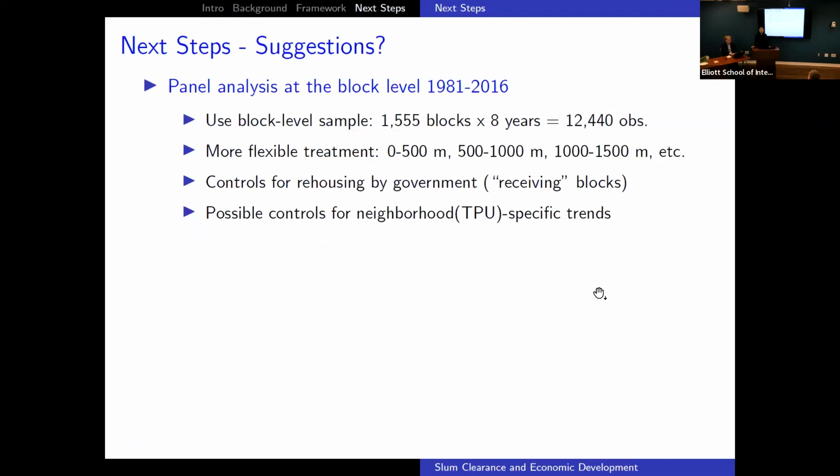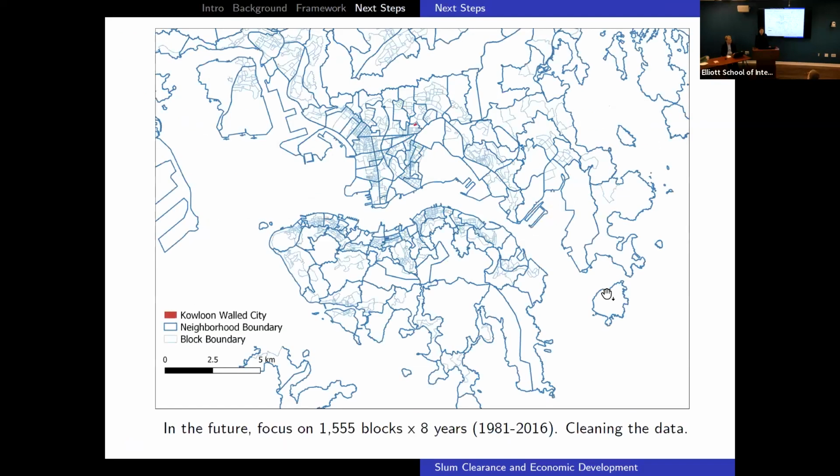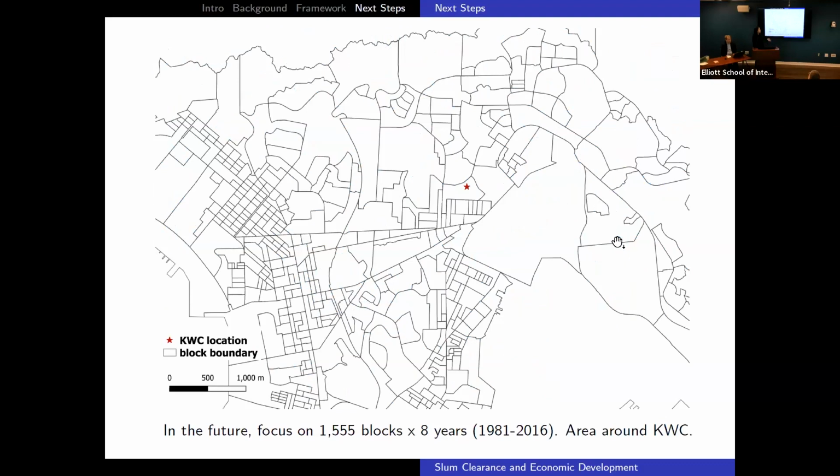As for the next steps, we will use a block level sample, including 12,000 plus observations. And we will use a more flexible treatment, with controls for rehousing by the government. This is the street block map that we are going to use for our next steps. And those are the street blocks surrounding KWC.